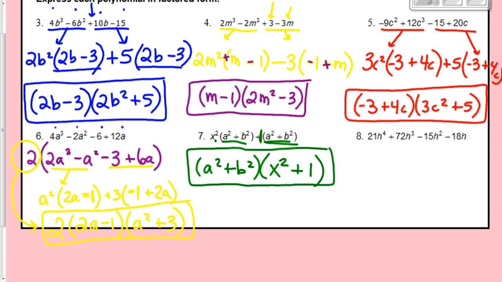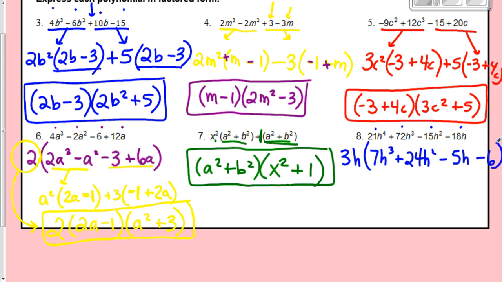Okay, last problem, on this slide at least. We are going to check again to see if all 4 terms have a greatest common factor, and they actually do. They all have 3 and h in common here. Okay, so I'm going to do that first and get left with 4 terms, and then I'll try to group again. So 3h out of 21, h to the 4th. That leaves me 7h cubed plus 24h squared minus 5h minus 6. Okay. So I've done that.